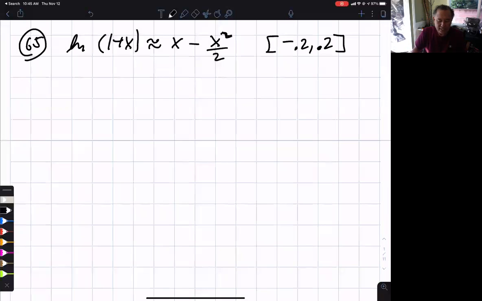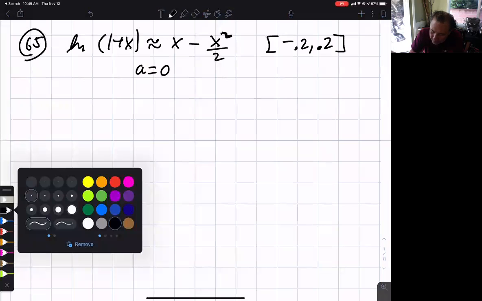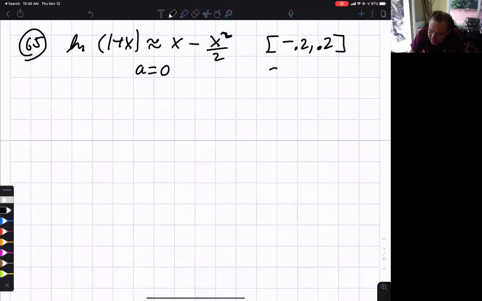This is chapter 10, section 1, number 65, and they want the Lagrange error bound. So, a couple of things to note. The center is 0 because we don't have x minus anything, so we know a is 0. Now when we pick our c for the Lagrange error bound, the c must be between the point being approximated and our center.